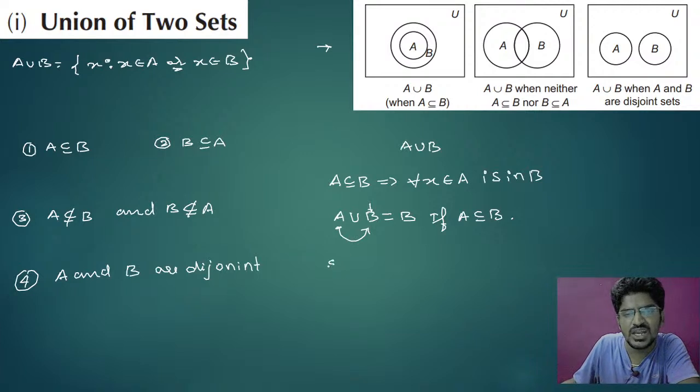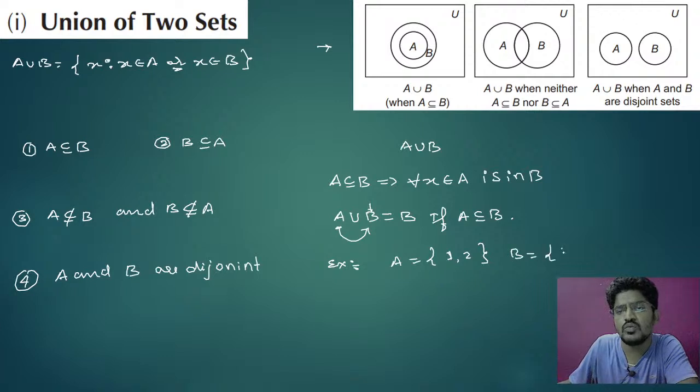I think you need an example. So here you just see it. If A equal to 1, 2, B equal to 1, 2, 3, 4, 5. Okay, so here you can see A is subset of B, because every element of A is in B. Now if I make A union B, what will be A union B?